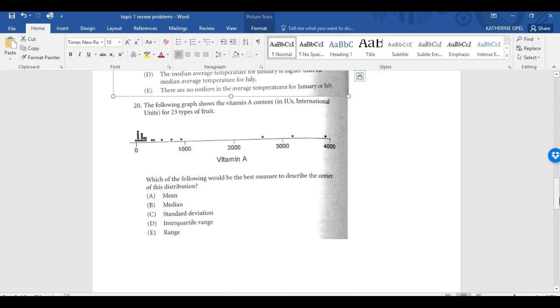Number 20. Please read through it, pause, and then I will go through it in a second. The following graphs show the vitamin A content in international units for 23 types of fruit. Which of the following would be the best measure to describe the center of this distribution? This distribution is skewed right, and as a result, we want to use the median to describe the center of the distribution. The standard deviation is a measure of spread, as well as the IQR and the range.